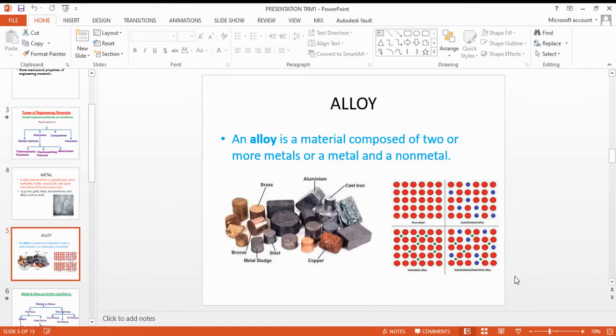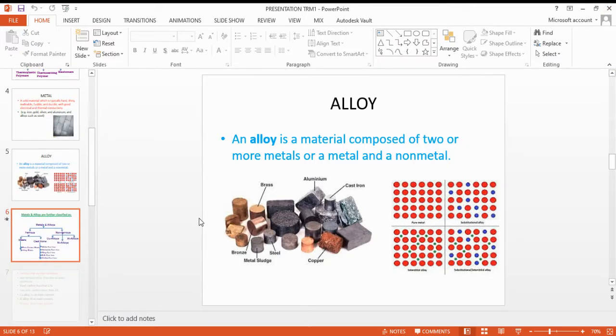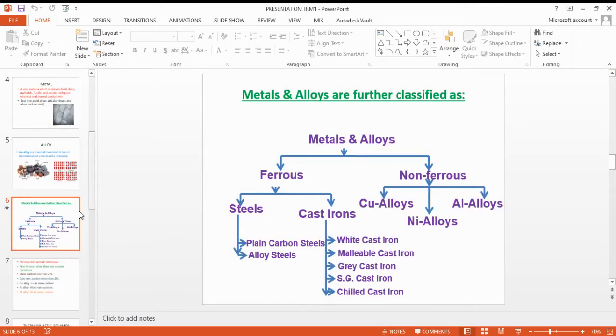Now, one may ask you, what is an alloy? An alloy is a material composed of two or more metals, or a metal and a non-metal. Examples of an alloy are bronze, brass, and steel. Steel is an alloy of carbon and iron. Aluminum alloy, copper alloy, and cast iron are also examples of alloys.